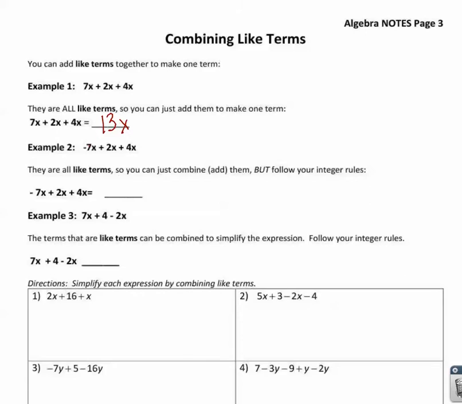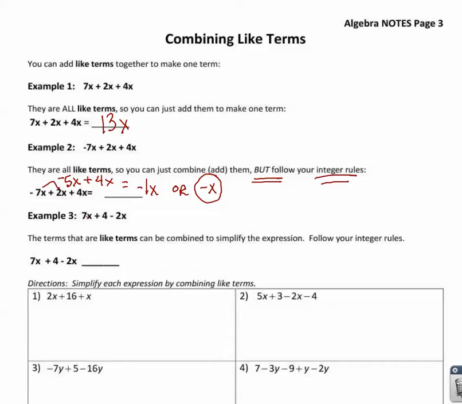In example 2, negative 7x plus 2x plus 4x. They're all like terms, so you can just combine them. Make sure you follow your integer rules. So negative 7 plus 2 is negative 5x, plus 4x, and that's going to give you a final answer of negative 1x, which you can also just write as negative x. This is what you're going to see in your future classes.